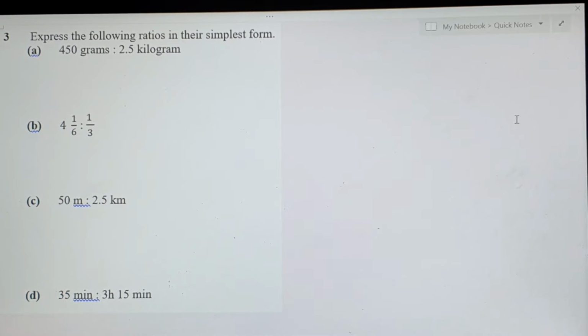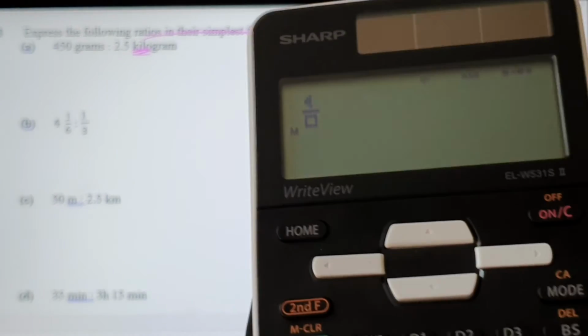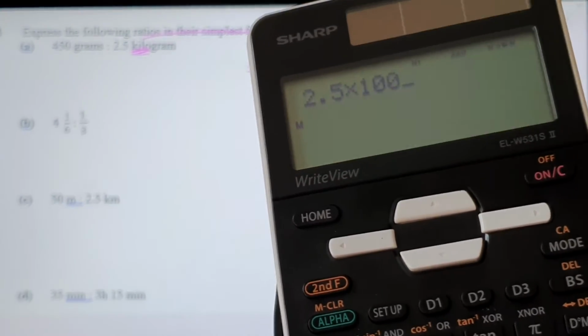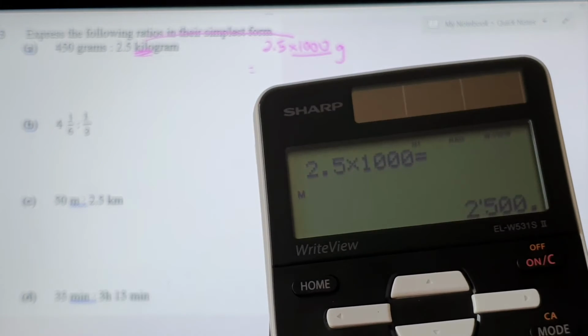You must change this kilogram to gram first. Kilo means times 1000. So it's 2.5 times 1000. This one is kilo, and the gram still remains as gram. So you press the calculator. You must always bring your calculator. 2.5 times 1000, answer 2500.